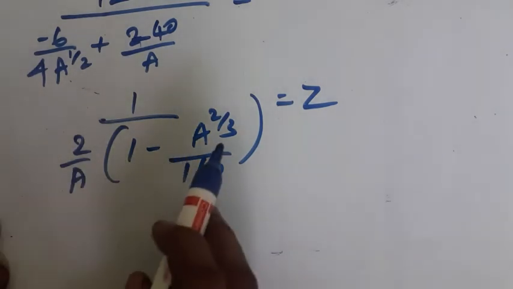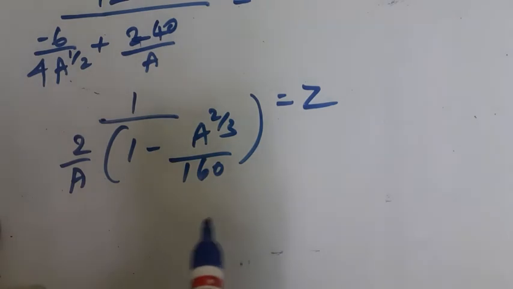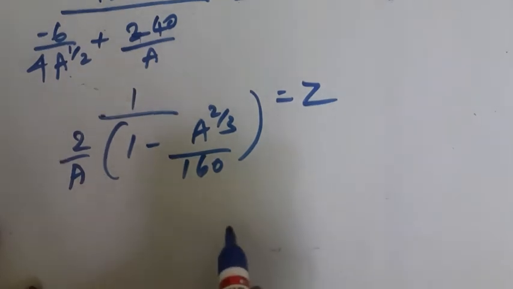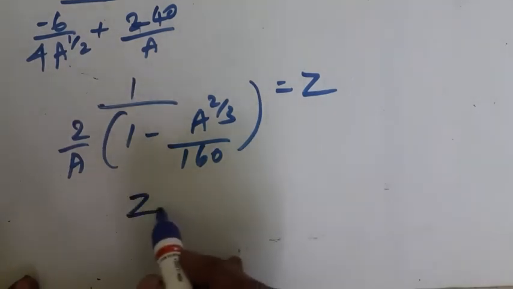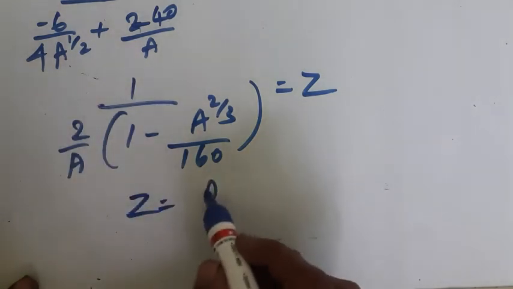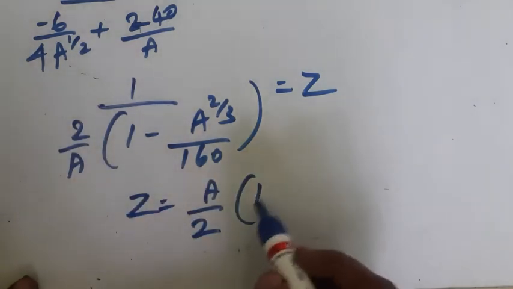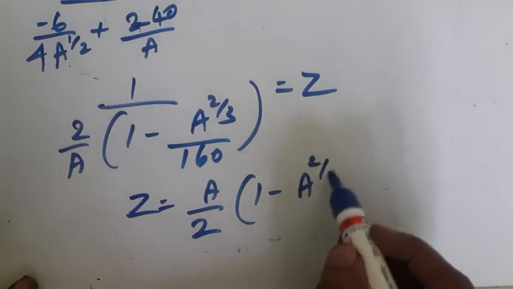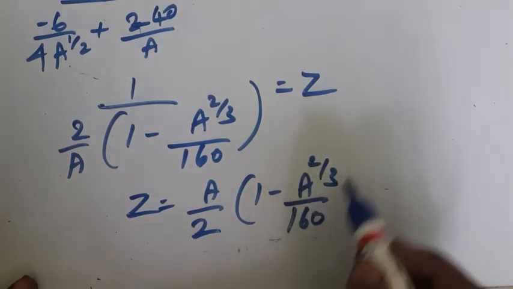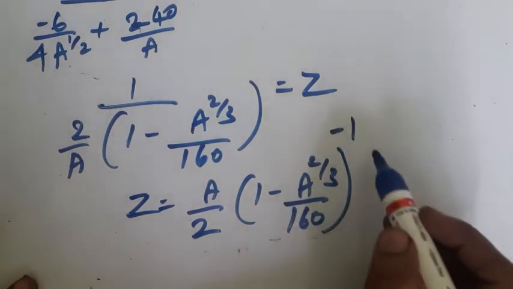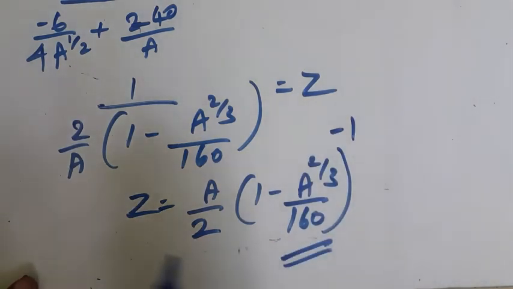So our answer will be 2 by A, 1 minus A to the power 2 by 3 into 160 in the denominator. Let me bring this to the numerator. So Z will be A by 2 and (1 minus A to the power 2 by 3 by 160) to the power of minus 1. This is the expression for Z for a stable isobar in terms of A.